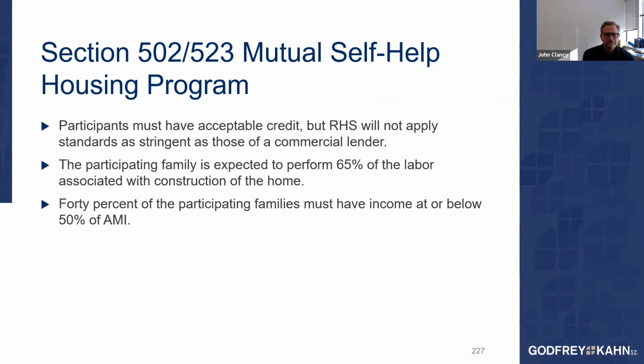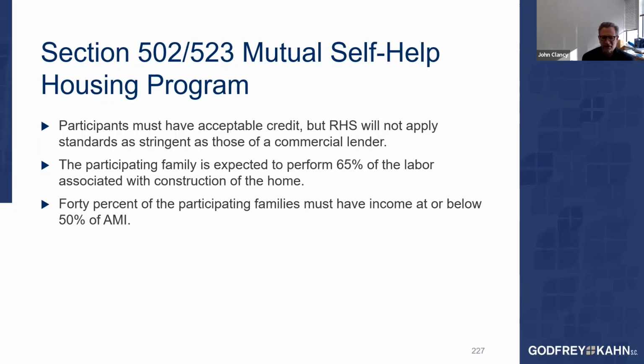The participants have to have acceptable credit to be in the program, just like the other programs we've been talking about, but the standards are not quite as stringent, at least as those of a traditional commercial lender. The big thing the participating families are expected to do is perform 65% of the labor associated with the construction of the home. My understanding is that the families will work together on it. If there's 5 to 10 families, they'll all work on all the homes together.